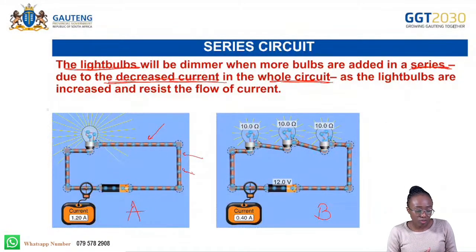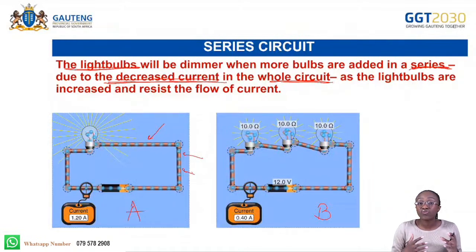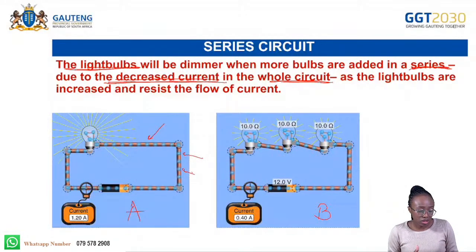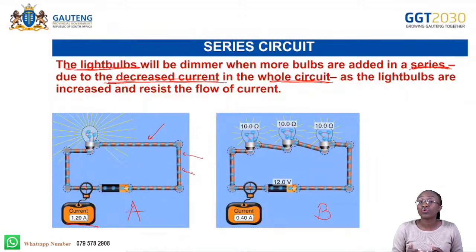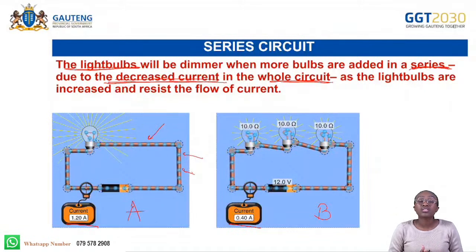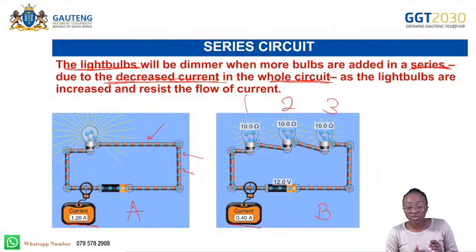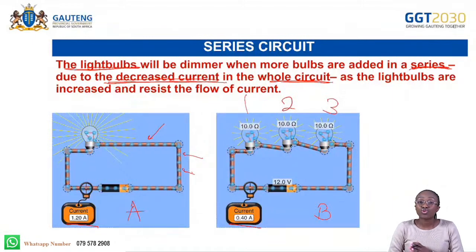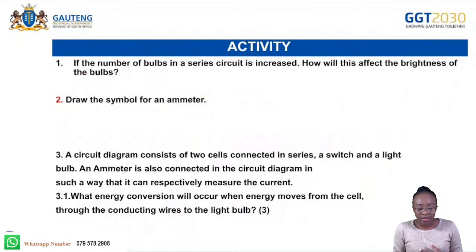The brightness of the bulb in A is very bright. There's only one resistor, so there is more current flowing through the circuit. In diagram B, the current is less. Why? Because there are more resistors. There's one, there's two, there's three resistors that have been added to the circuit. So they will be affected. We see this by the dimming, which brings us to our second activity.